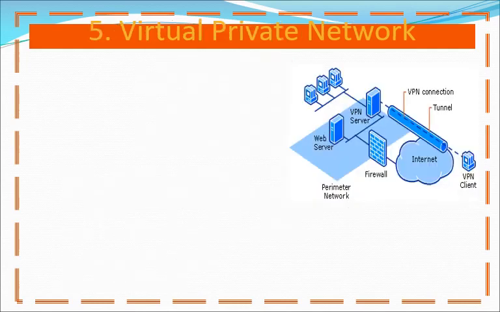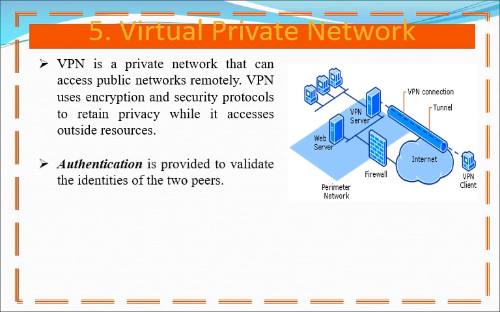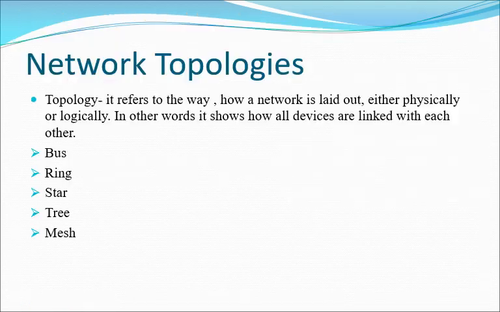And next type of network is virtual private network. It is a private network. It can access public network remotely. It uses encryption and security protocol to retain the privacy while it accesses outside. Authentication is important in case of that virtual private network.